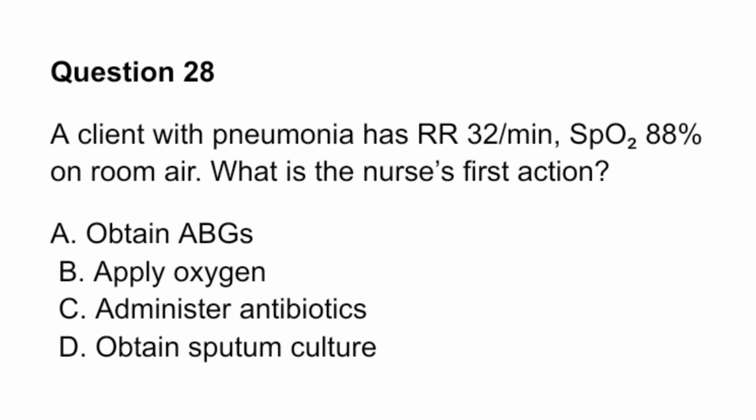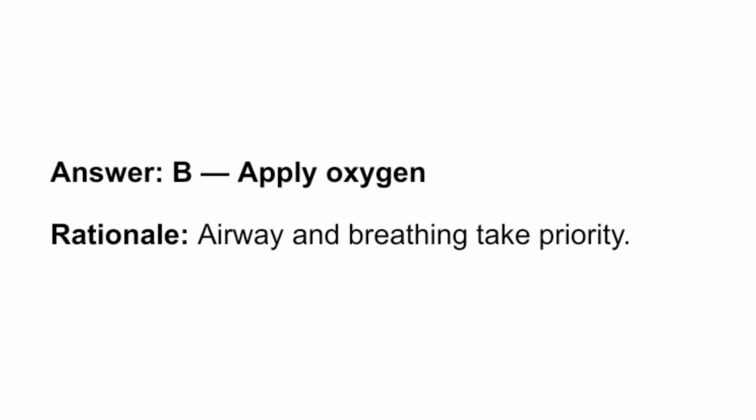Question 28. A client with pneumonia has RR 32 per minute and SpO2 88% on room air. What is the nurse's first action? A. Obtain ABGs. B. Apply oxygen. C. Administer antibiotics. D. Obtain sputum culture. Answer: B. Apply oxygen. Rationale: airway and breathing take priority.